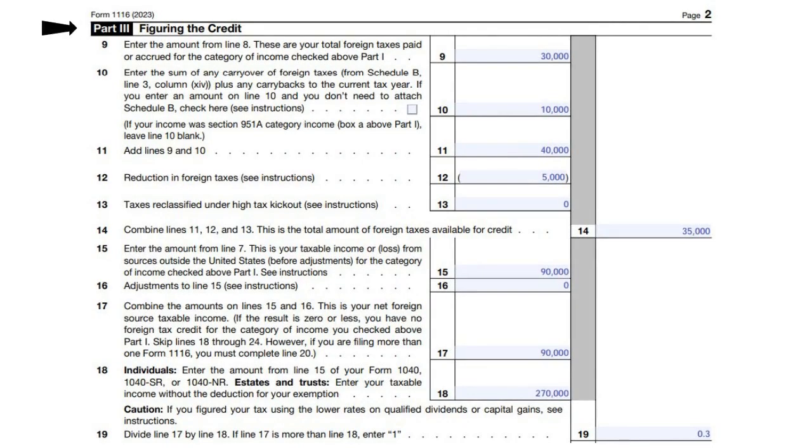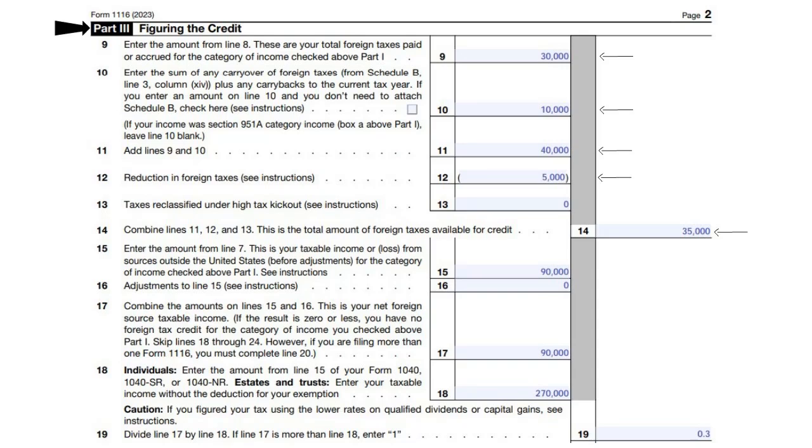Moving on, I want to show you Part 3, figuring out the credit. The amount that we entered on line 8 is 30 grand. When you follow the math, you have $10,000, and when you add lines 9 and 10, you have 40 grand. In terms of the reduction in foreign taxes, again, if you have questions, let us know and we'll certainly get back to you and explain things a little further. We put $5,000, so on line 14 you have 35 grand: 40 grand minus 5 grand.